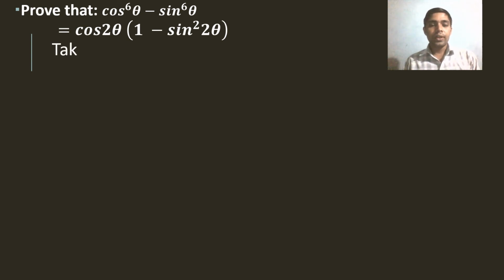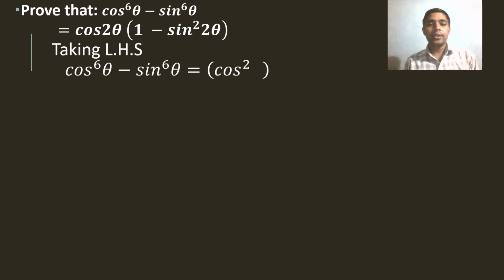So we can take the LHS first. LHS is cos to the power 6 theta minus sin to the power 6 theta. As this is in power 6, we have to convert either in a square or cube. If we convert in a square, we'll get a square minus b square. It will be again complex, and we have to write the formula of a plus b, a minus b, and again we have to apply a cube minus b cube.